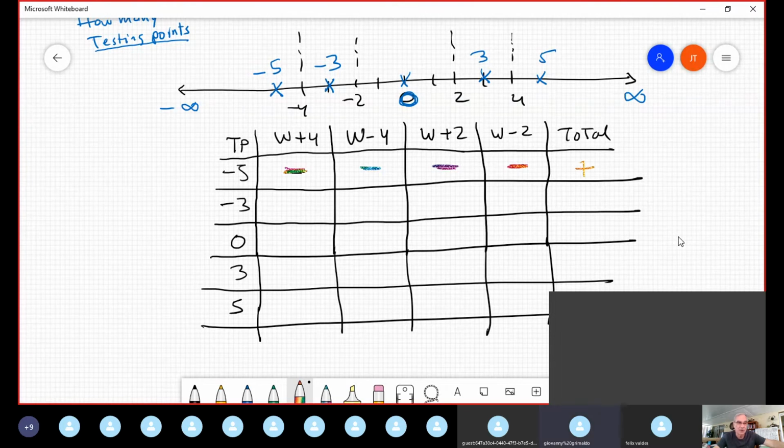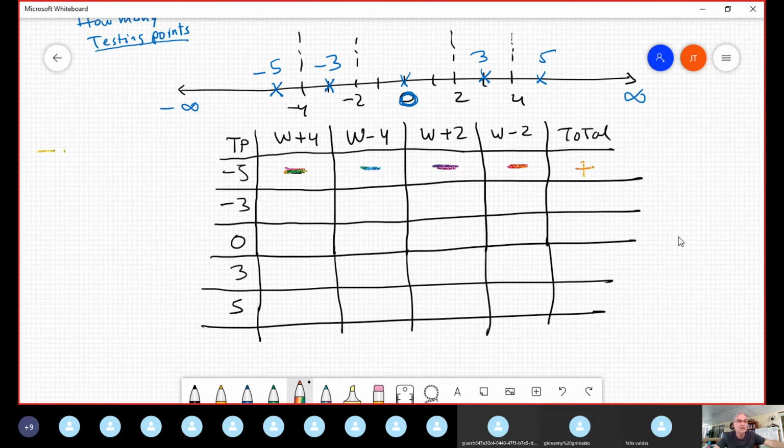Listen to me. Negative times negative times negative times negative. You know that negative times negative is positive, and positive times positive is positive. But what is the shortcut? You count how many negatives we have: 1, 2, 3, 4. Even is positive, odd is negative.